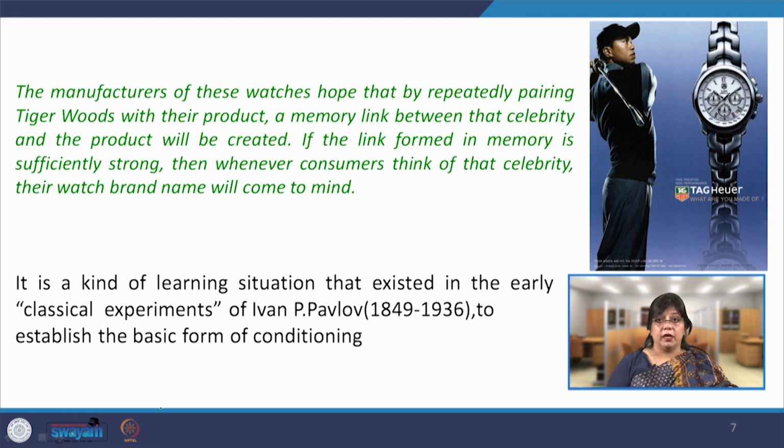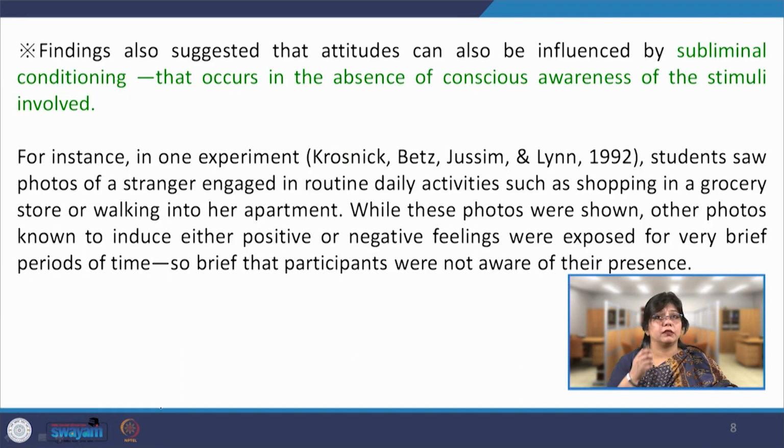new attitudes. Now, when we are thinking as a customer about Tiger Woods, that means we have developed a positive attitude to buy only that particular product. So, this is classical conditioning in the formation of attitude. Since we are talking about classical conditioning, social psychologists have also talked about another form or aspect of classical conditioning, that is subliminal conditioning.